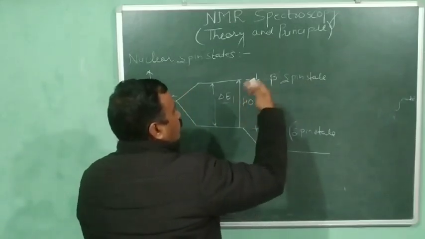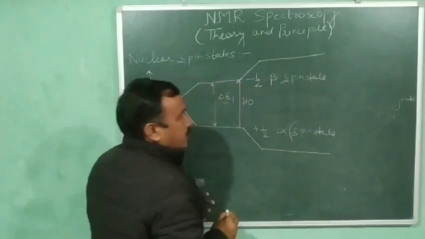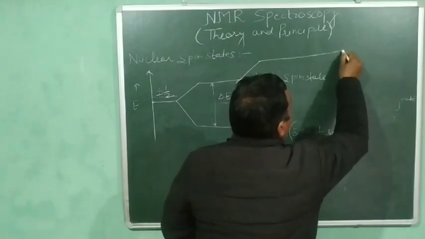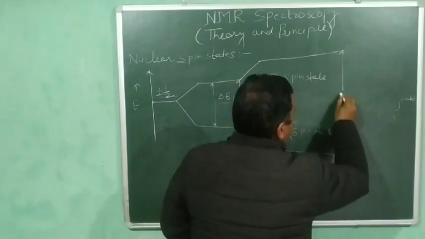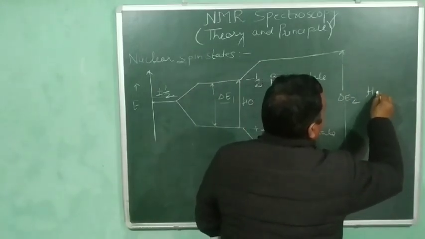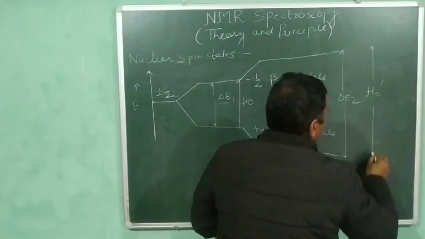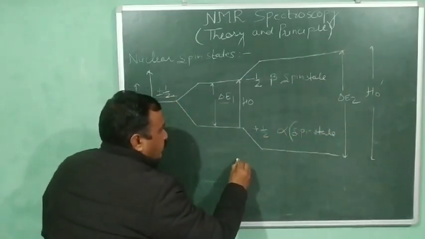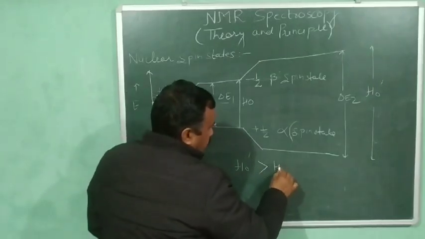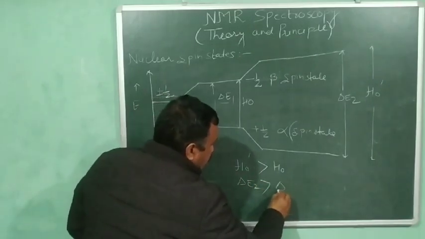Okay, and the energy of your beta spin state will increase like this. And here the energy gap between these two states, I am representing by delta E2, and here the externally applied magnetic field is H naught prime. And this H naught prime has a large value as compared to H naught, so the energy difference, that is delta E2, will be more than delta E1.